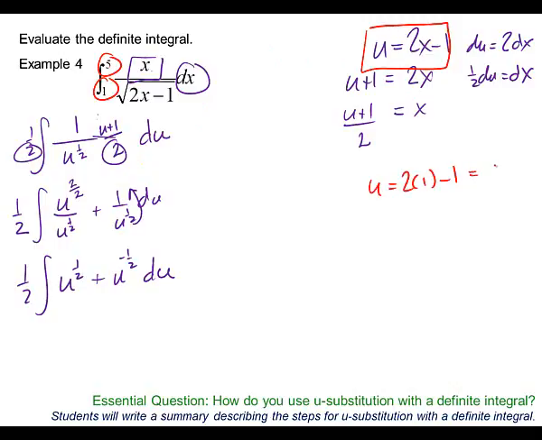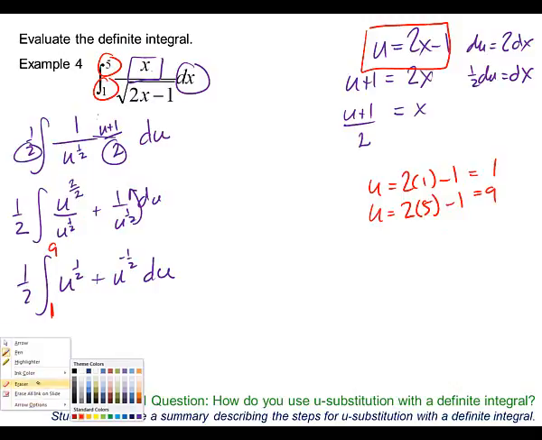What's that? 1. And again, do you have to write that down? It's something you could do in your head. It's our first day at this. I'm writing it down. Okay. Now I'm going to put in the 5. 2 times 5 minus 1. 9. Perfect. All right, so I've done that conversion.